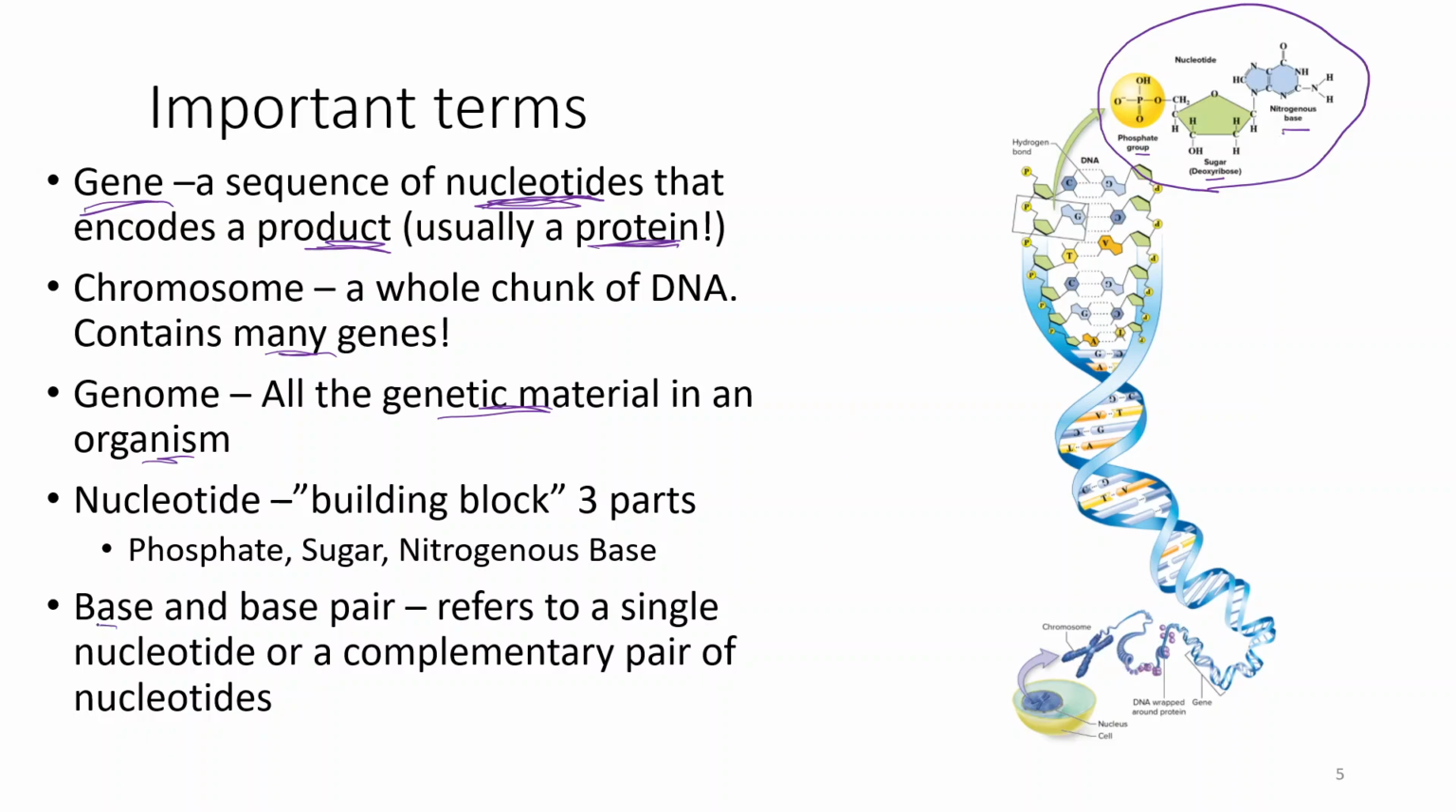So we refer to one nucleotide code letter as a base, and then a complementary pair, we call that a base pair. So we have adenine and thymine that pair together, and we have cytosine and guanine that pair together. So A by itself is a base. A paired with T is a base pair.